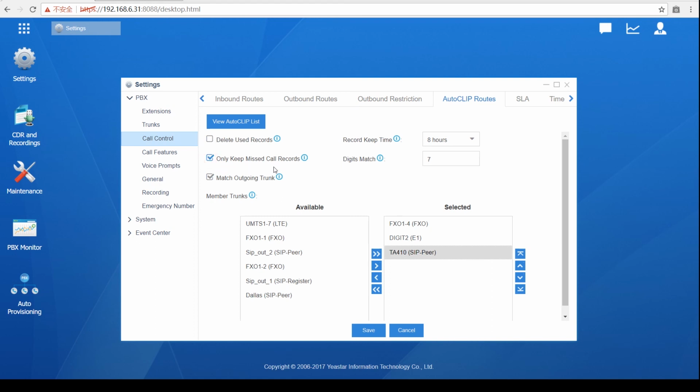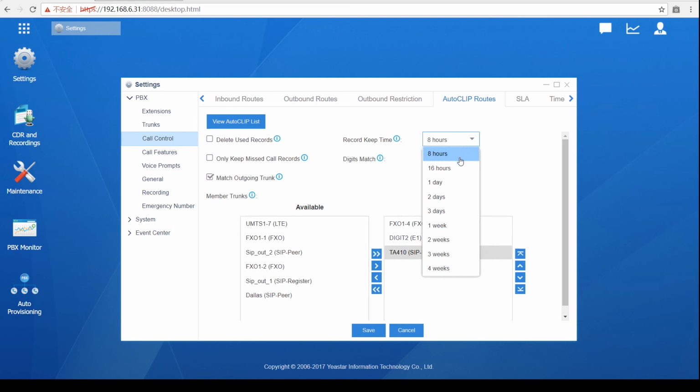Okay, and here we have a few options. Here we have only keep missed call records. That means if you made the phone call through those trunks and the callee picked up and answered it, then this record won't be kept in the AutoClip list. And if this guy calls back, AutoClip won't be triggered and reach you specifically. And of course, here we have delete used records. That means if the record has been used, then it will be deleted, so AutoClip will only apply once. Of course, you can choose to enable or disable it.